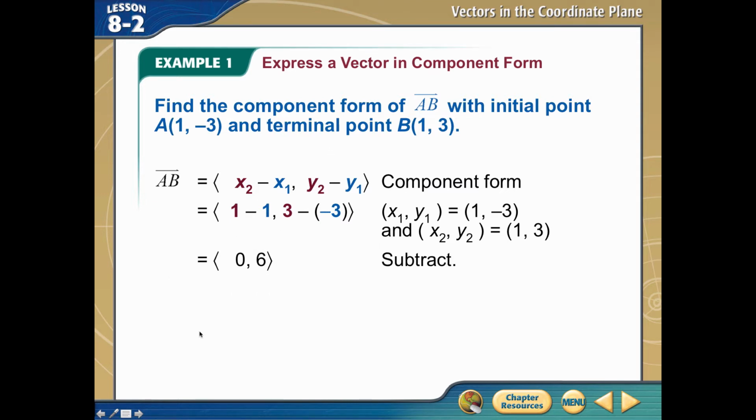So this is the way, let me go to a pen here. This is the way you would write a component form vector, bracket 0, 6. And the way you would say that is vector 0, 6. And what that means is the vector goes 0 in the x direction and 6 in the y direction. And this vector starts at 1, negative 3, goes to 1, 3. This vector represents starting at the origin, going 0 in the x direction and 6 in the y direction. So very straightforward.